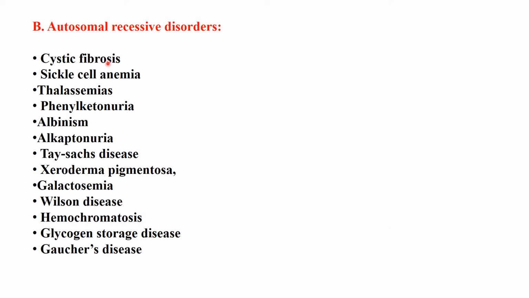Have a look at the list of the autosomal recessive disorders: cystic fibrosis, sickle cell anemia, thalassemia, phenylketonuria, albinism, alkaptonuria, Tay-Sachs disease, xeroderma pigmentosa, galactosemia, Wilson disease, hemochromatosis, glycogen storage disease, and Gaucher's disease. These are the disorders due to autosomal recessive inheritance.